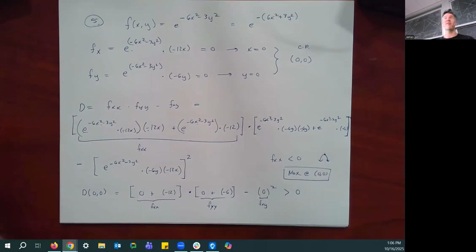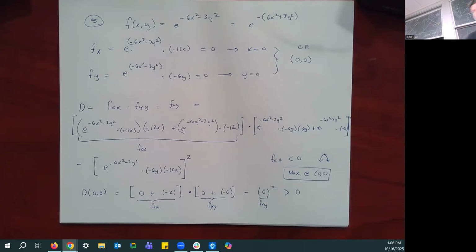And e to a negative number is smaller than e to the 0th power. So e to the 0, which you get by plugging in 0 for x and 0 for y, gives us an output of 1. And any other choice for x and or y is going to give us a smaller output, which means that has to be the maximum. Now, should you do it that way? No, not at all. But it's just kind of interesting to see that you can convince yourself.